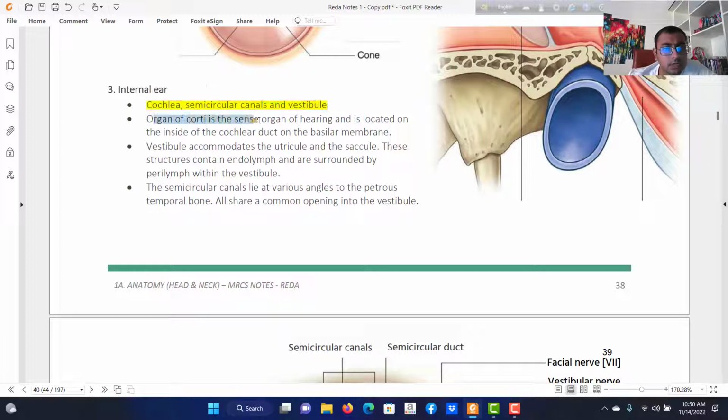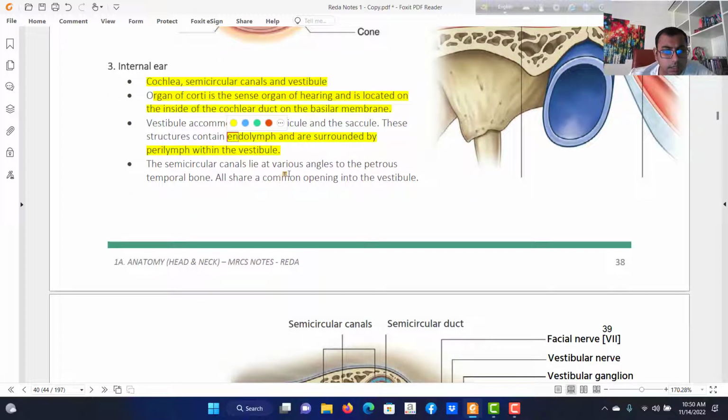The organ of Corti is a sense organ for hearing, located on the inside of the cochlear duct on the basilar membrane. And the vestibule accommodates the utricle and saccule. These contain the endolymph, which is surrounded by the perilymph. Endolymph contains more potassium and the perilymph contains more sodium.